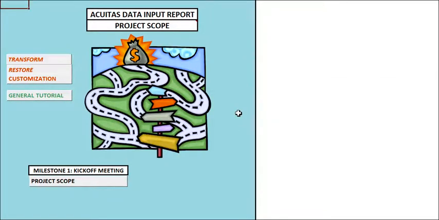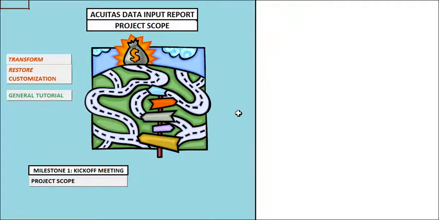The Acuitas platform uses data input forms to make it easier for Optum to supply data and information needed to run the simulations and analysis. All of these data input forms have the same look and feel and follow the same general data input procedures that will be covered in this set of general tutorial videos.